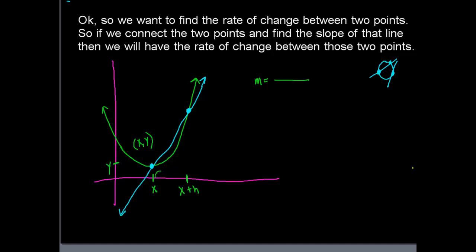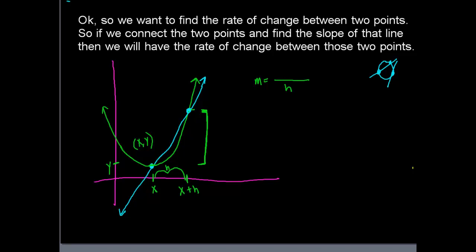So that means the horizontal distance between these two points is h, right? I went from x to x plus h, so I slid over h units. That's the run. When you're dealing with run, slope, that's on the bottom. Now on the top would be the distance from this point right here to this point right here, the vertical distance. That would be the rise.